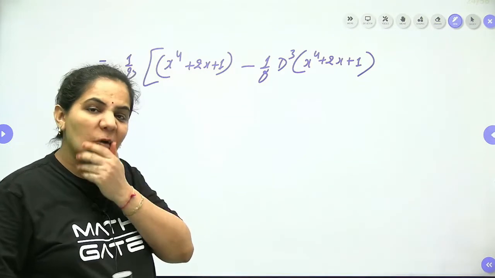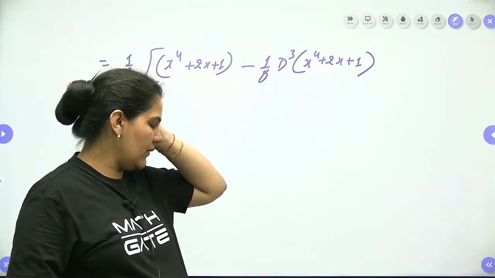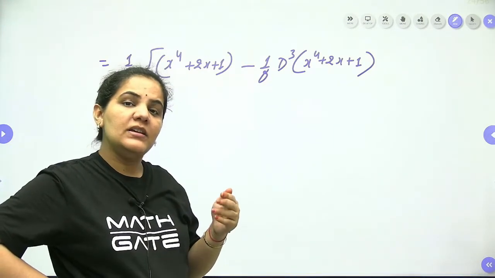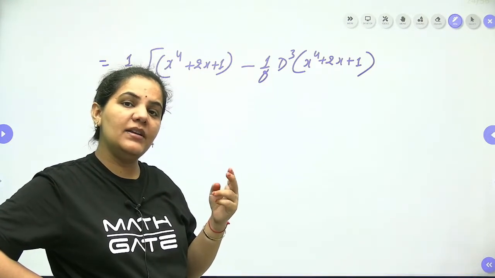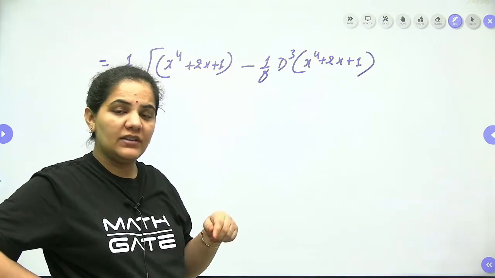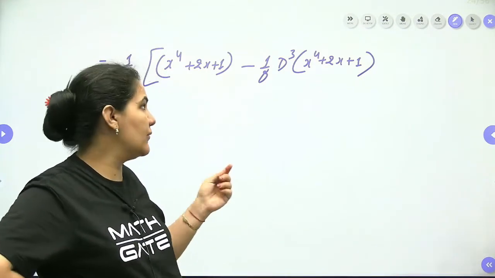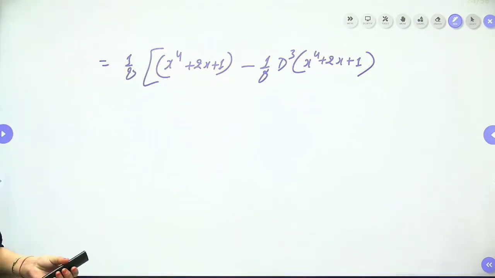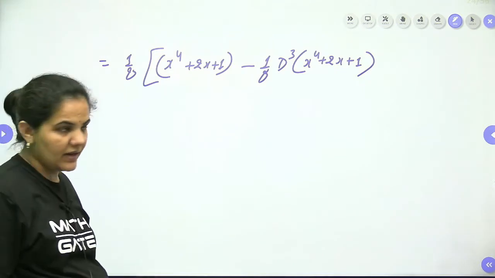Now just look here. When we differentiate x to the power 4, the first time it will be 4x cube. The second time it will be 4 into 3, 12x square. The third time it will be 24x, and the fourth time it will be 24. After that it will not differentiate, so we can leave it here.